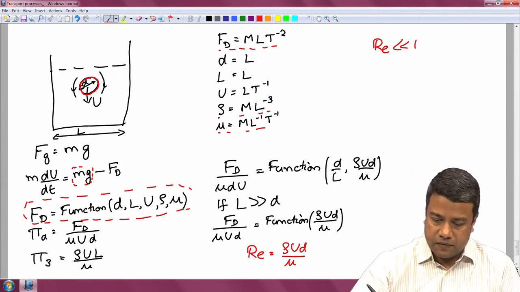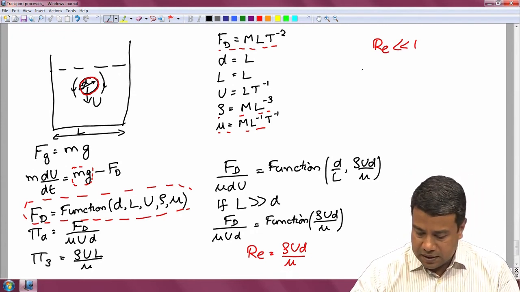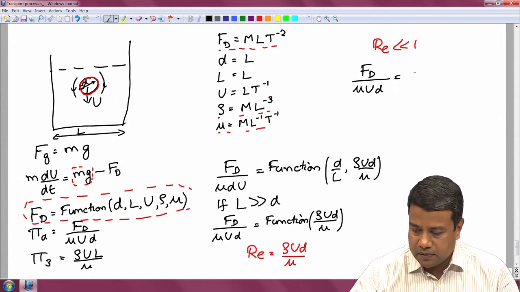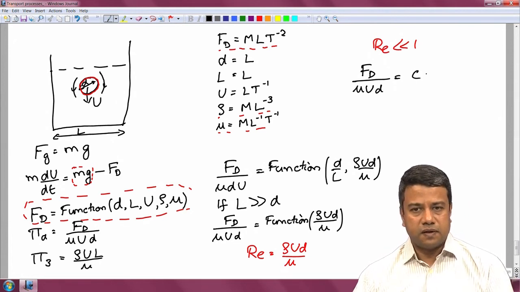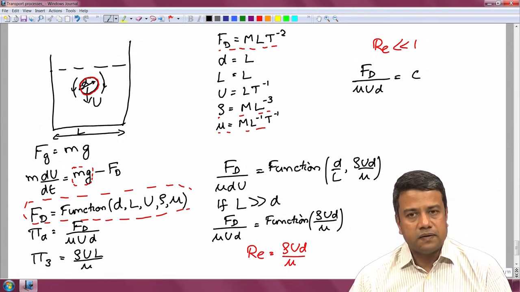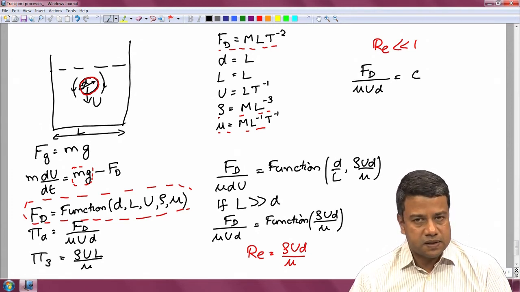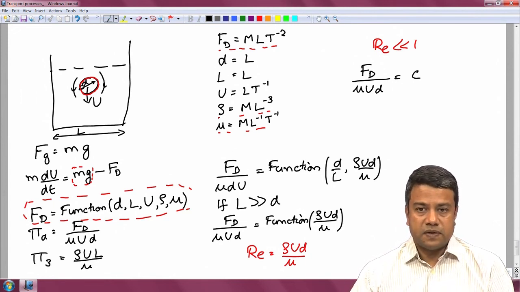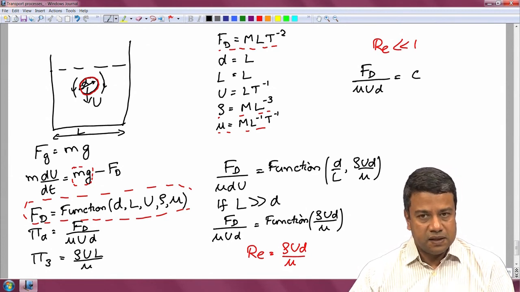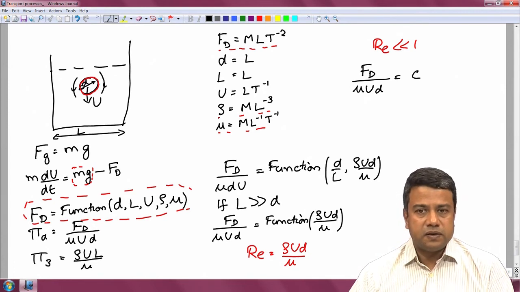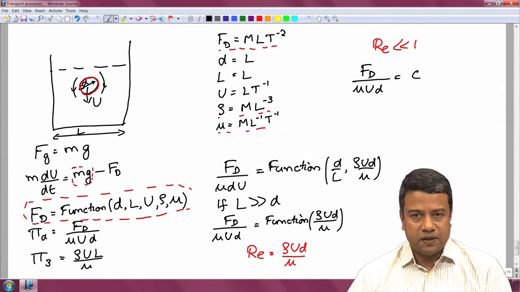Therefore, the result that I will get is that in this limit, f d by mu u d should just be equal to a constant. If the fluid inertia is no longer important, the drag force divided by the viscosity, the velocity and the diameter is just equal to a constant. So, we could even get the form of the drag force just based upon dimensional analysis if fluid inertia is not important. Of course, beyond this you cannot actually determine the value of the constant.